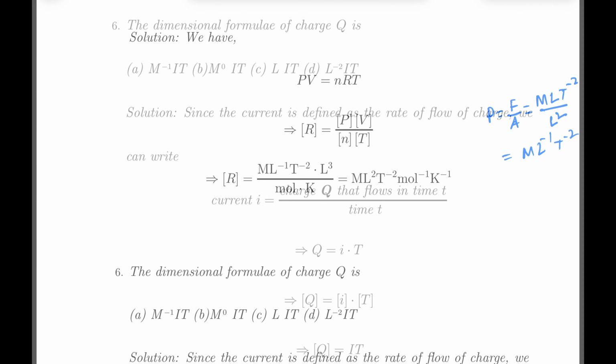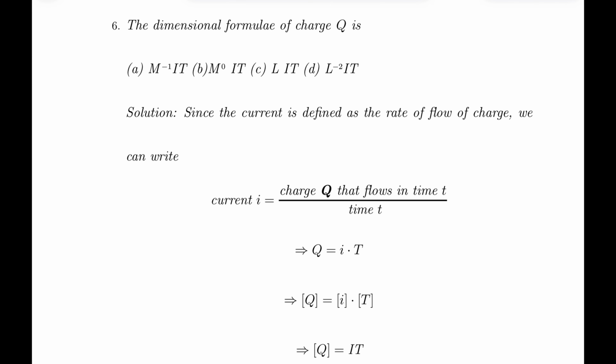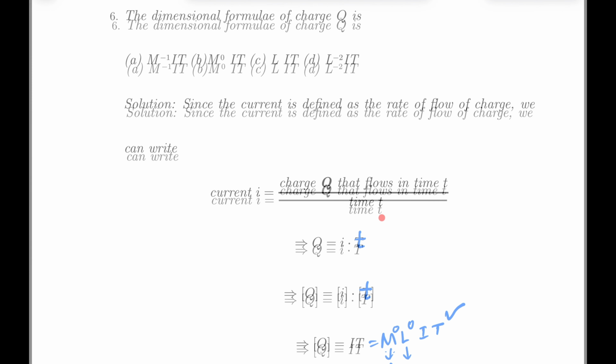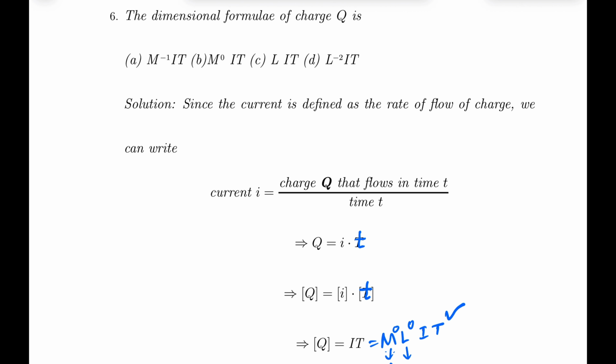In the next question, you are required to find the dimensional formula for charge Q. The options are A, B, C, and D. We know that current is defined as the rate of flow of charge. So if a charge Q flows in time t, then current is Q upon time t, or we write it as Q equal to I into T.